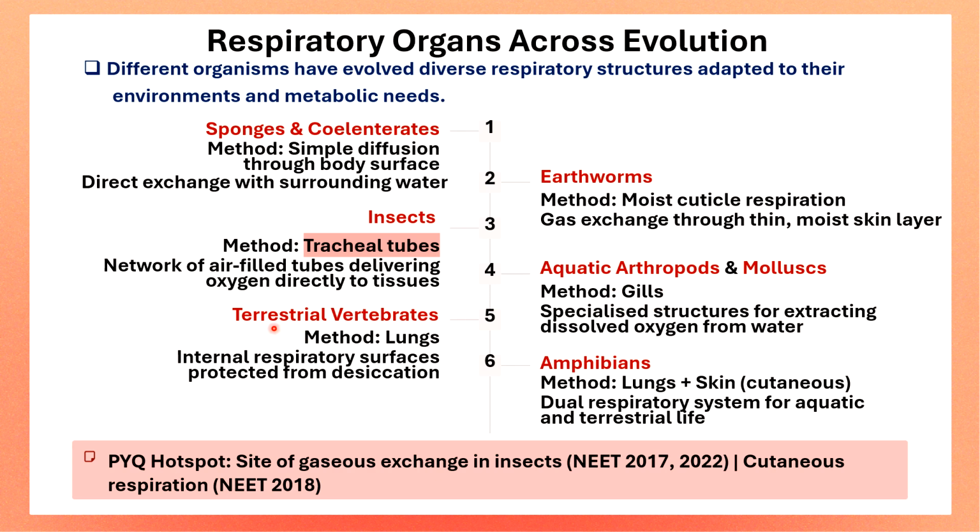Coming to terrestrial vertebrates, they respire through lungs, which have a wide internal respiratory surface wherein exchange of gases can take place. Now, amphibians are very interesting here. They possess a dual respiratory system. In the aquatic environment, they can respire through skin, or perform cutaneous respiration, and they also have lungs for terrestrial respiration.